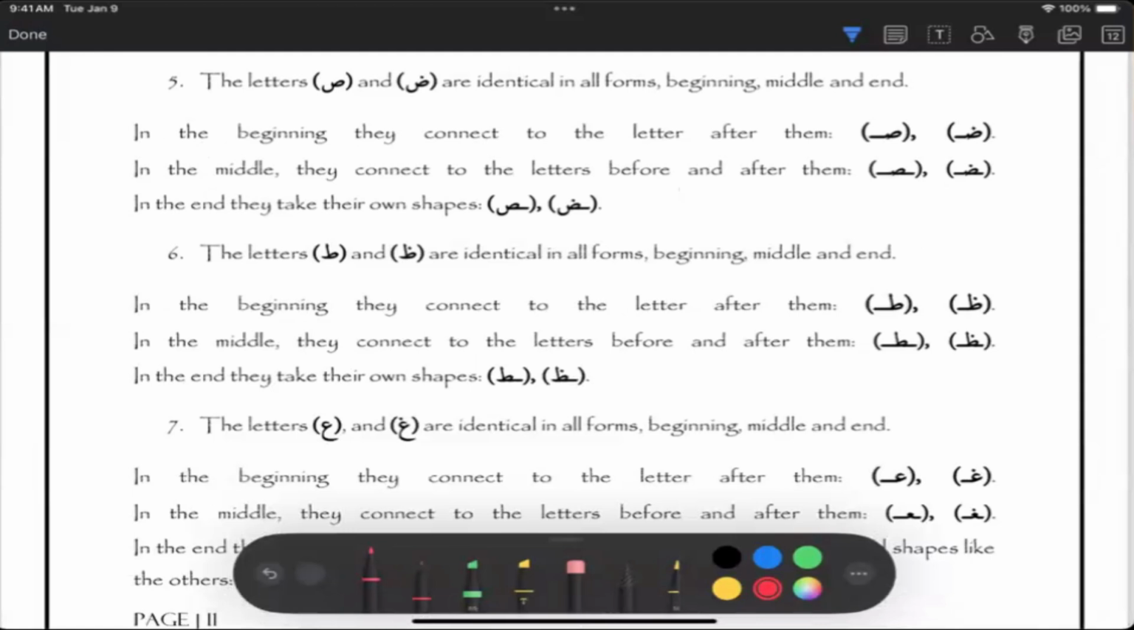Same words. In the beginning, they connect to the letter after them. In the middle, they connect to the letters before and after them. And in the end, they take their own shapes. And same thing for Ta and Za. And same thing for Ayn and Ghayn.